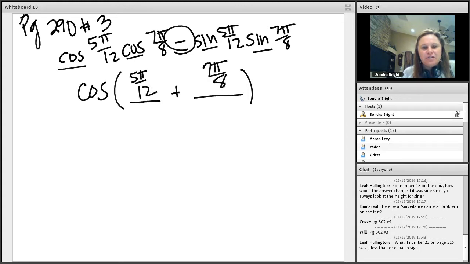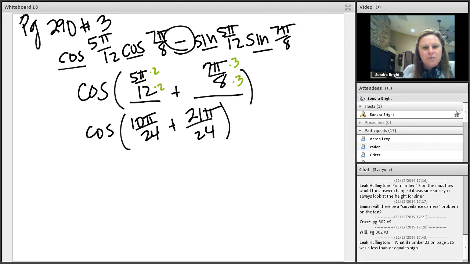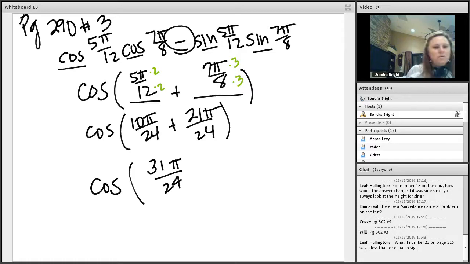And then you got to add fractions. You need a common denominator, which would be what? I think it's 24. So times 2 over 2, and this would be times 3 over 3. So that you get a cosine of 10 pi over 24 plus 21 pi over 24, which gives you a cosine of 31 pi over 24. There you go. Yeah, seeing that pattern is a big thing in math.